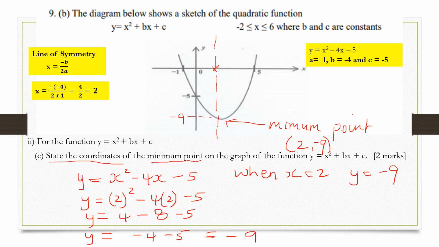So the coordinates of the minimum point is 2, negative 9. Of course, there are other ways of getting this answer, but this is one way of working out the minimum point.